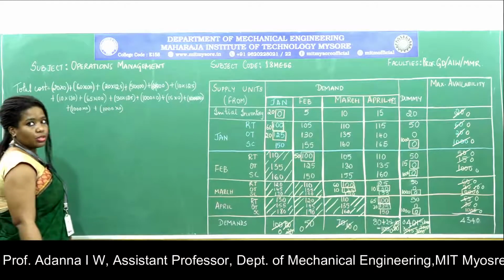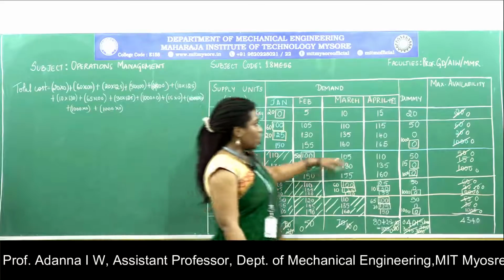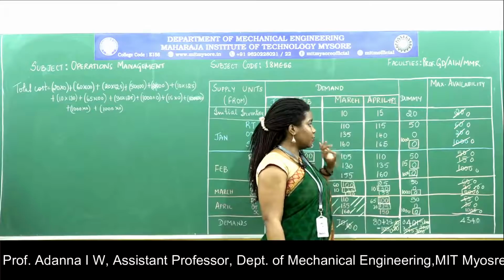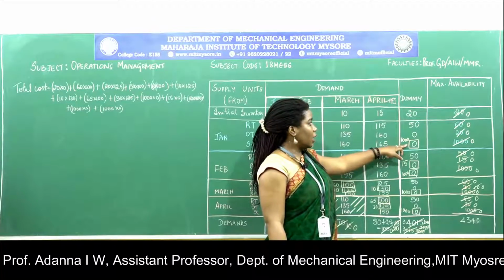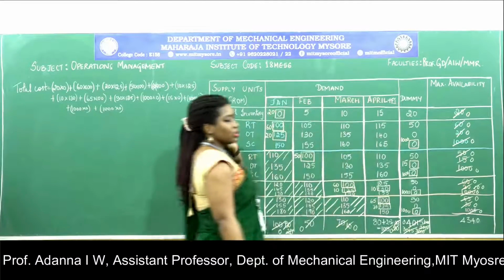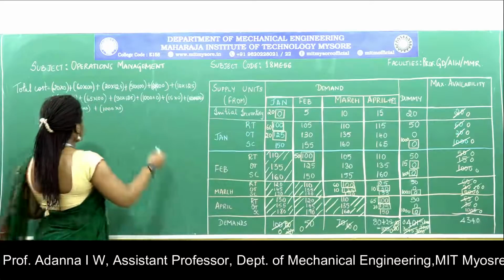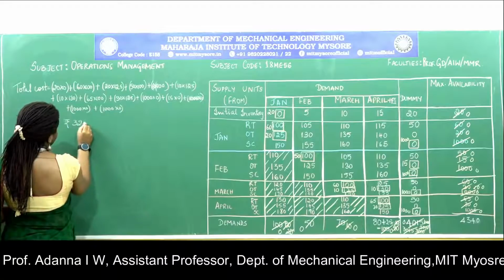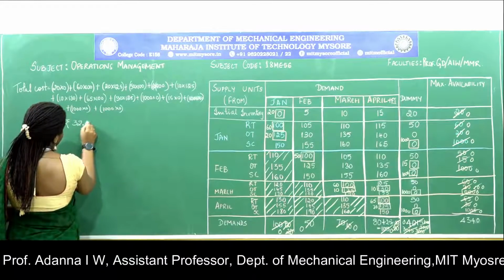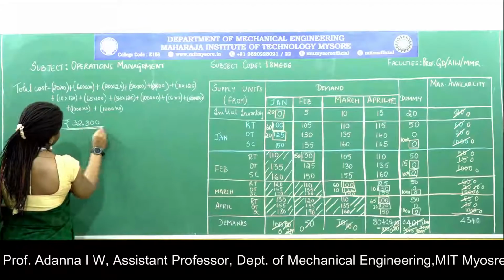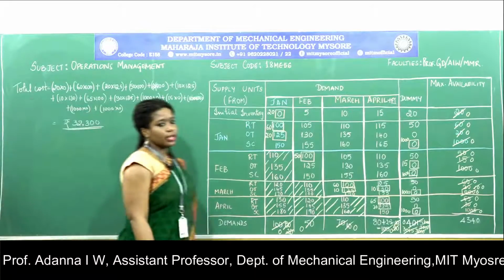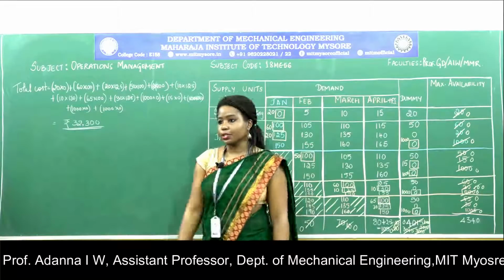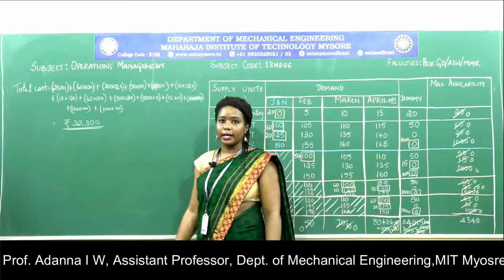One thing you need to notice here is that all the allocations made to the dummy column do not have any significance to the allocations or the cost matrix, because they are all allocated at 0. So if you total this, you get rupees 32,300 as the total transportation cost. Now with this 32,300 as the total transportation cost, we move on to create our aggregate plan.